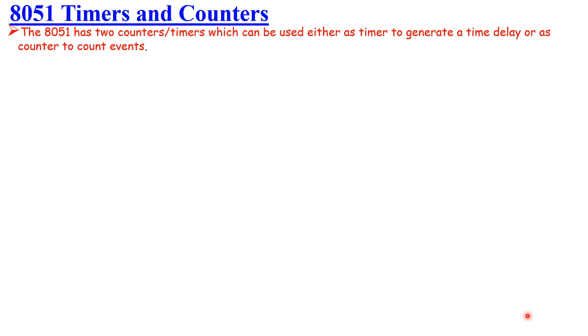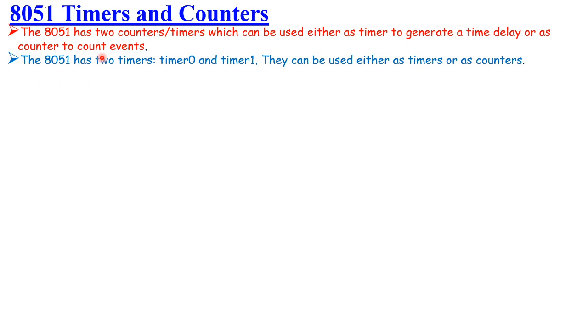So friend, in the 8051 microcontroller the timers and counters are 2. The 8051 has 2 timers and counters which can be used either as a timer to generate a delay or as a counter to count events. So this is very important. What is the use of timers and counters? The timer is used as a delay provider and the counter is used as an event count provider.